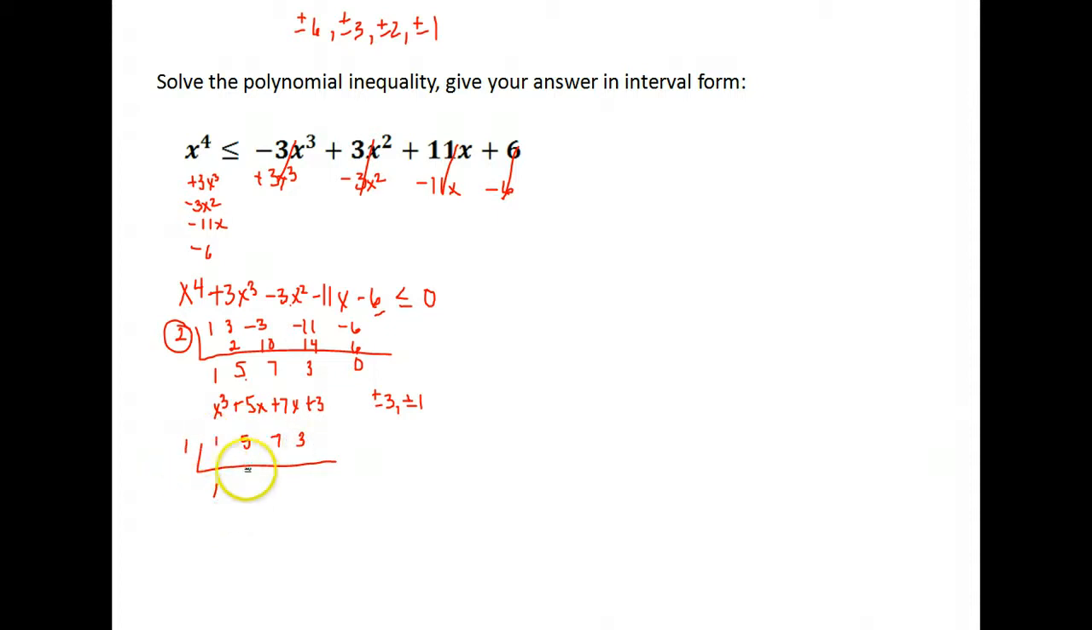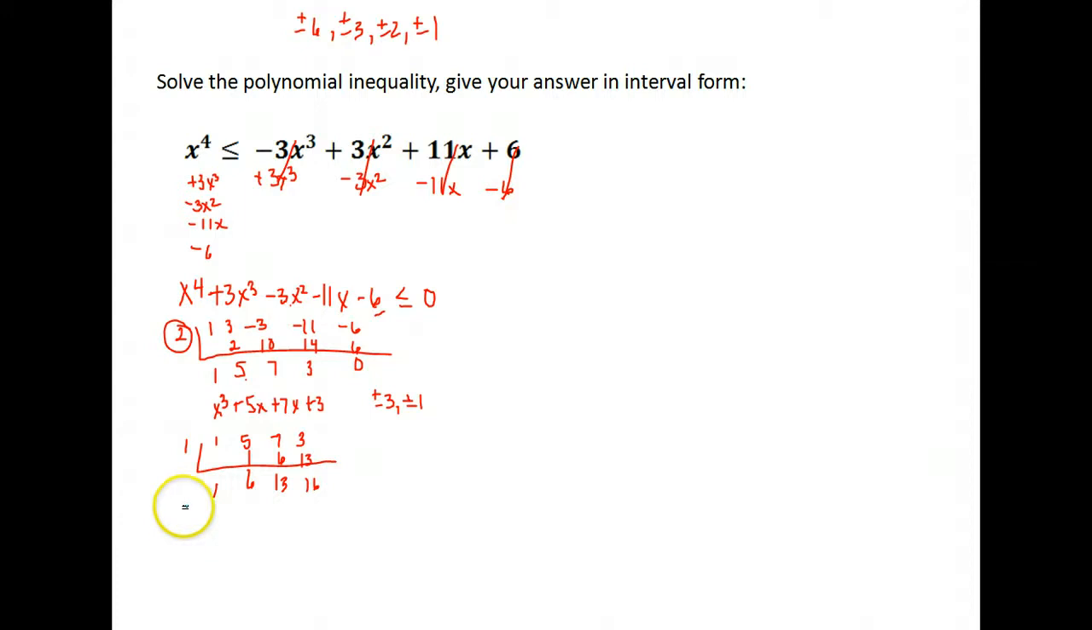Bring down the first number and multiply. 1 times 1 is 1. 5 plus 1 is 6. 1 times 6 is 6. 6 plus 7 is 13. And 1 times 13 is 13. Okay, 16 is not 0. So 1 is obviously not one of my zeros.